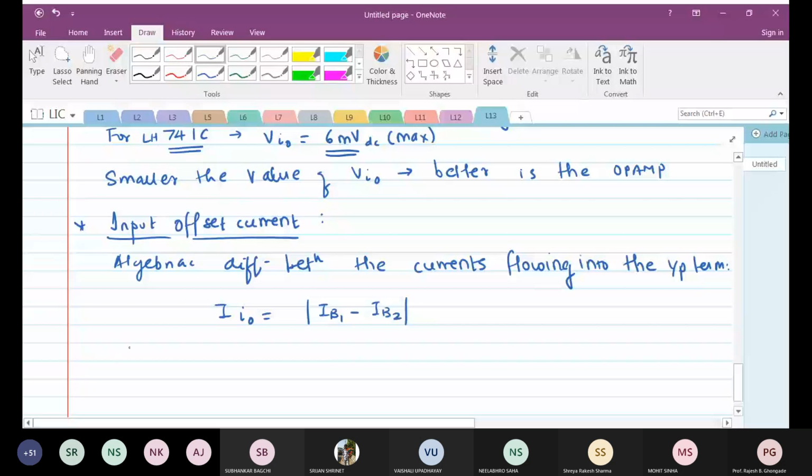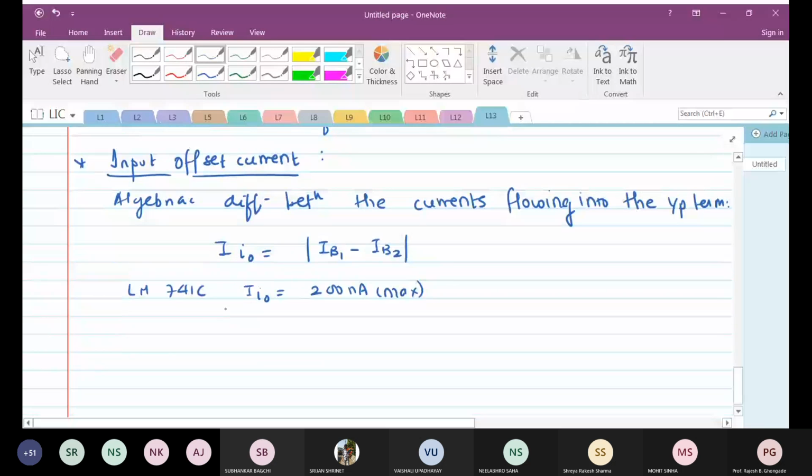For LM741C, this value of IIO is given by the manufacturer to be 200 nanoamperes max. Again, lower the value of IIO, better is the operational amplifier.